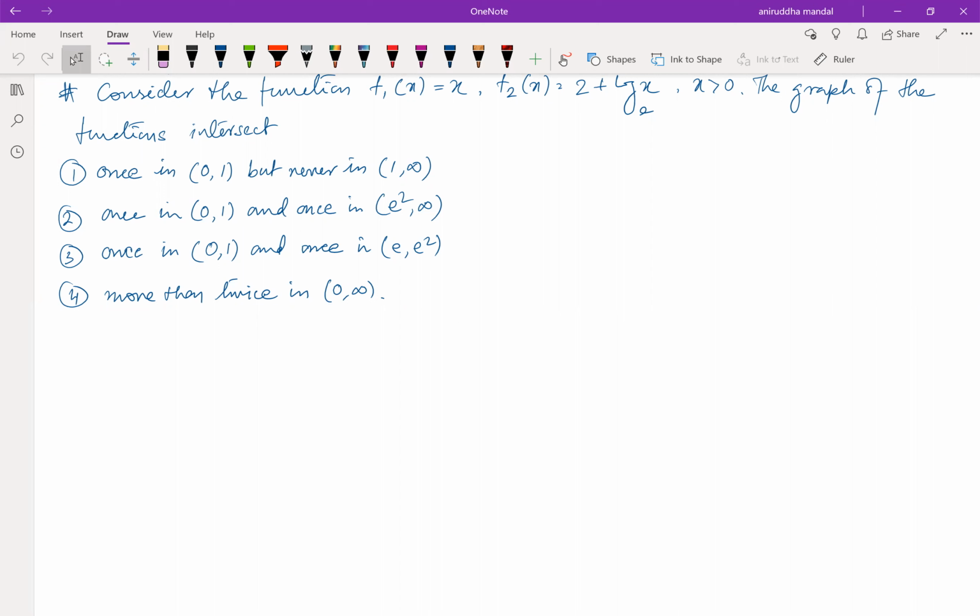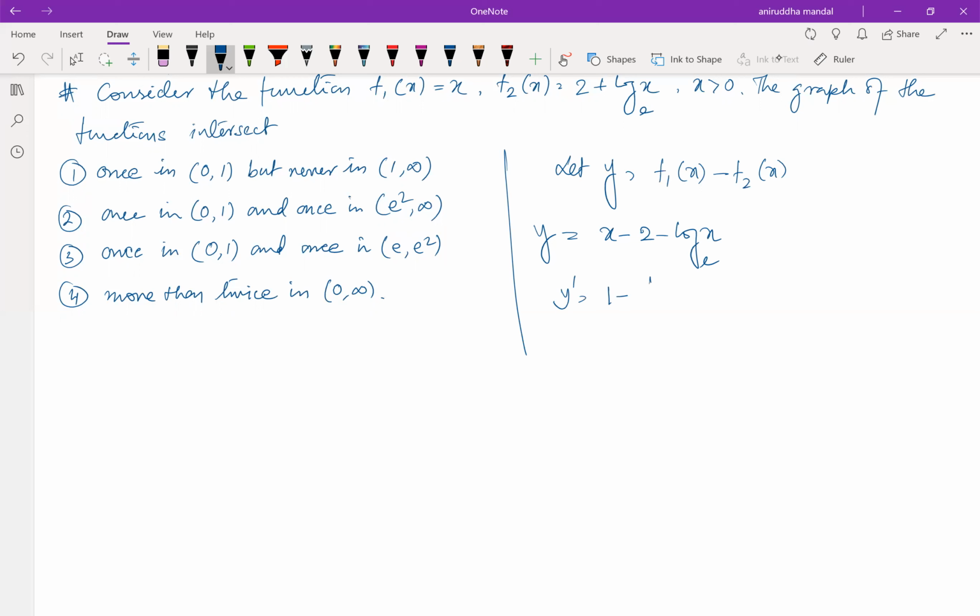The first method is using calculus. Let y be a function which is f1(x) minus f2(x). So y equals x minus 2 minus log x. What we can do is differentiate. So 1 minus 1 by x, and make it 0, such that we find x equal to 1 as a critical point.